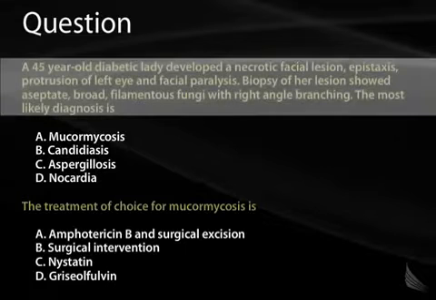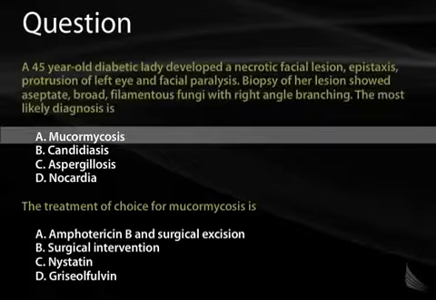Question. A 45-year-old diabetic lady developed a necrotic facial lesion, epistaxis, protrusion of the left eye, facial paralysis, and biopsy of her lesion showed aseptate broad filamentous fungi with right angle branching. The most likely diagnosis is... So for this situation we have somebody who's diabetic, and they have these black lesions, and it's bursting through the tissue, and it's making a path for her brain, and the pathology showed right angle branching of a broad filamentous fungi. That's mucormycosis, and these are the features you'll want to remember about it.